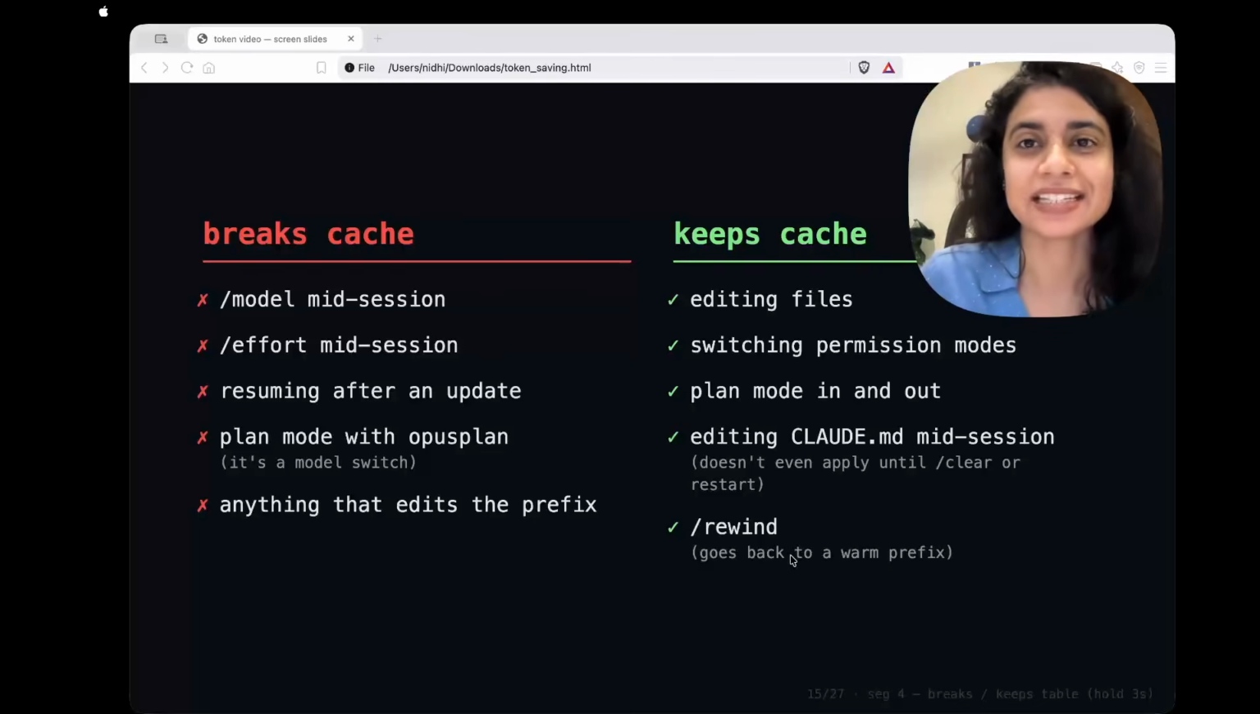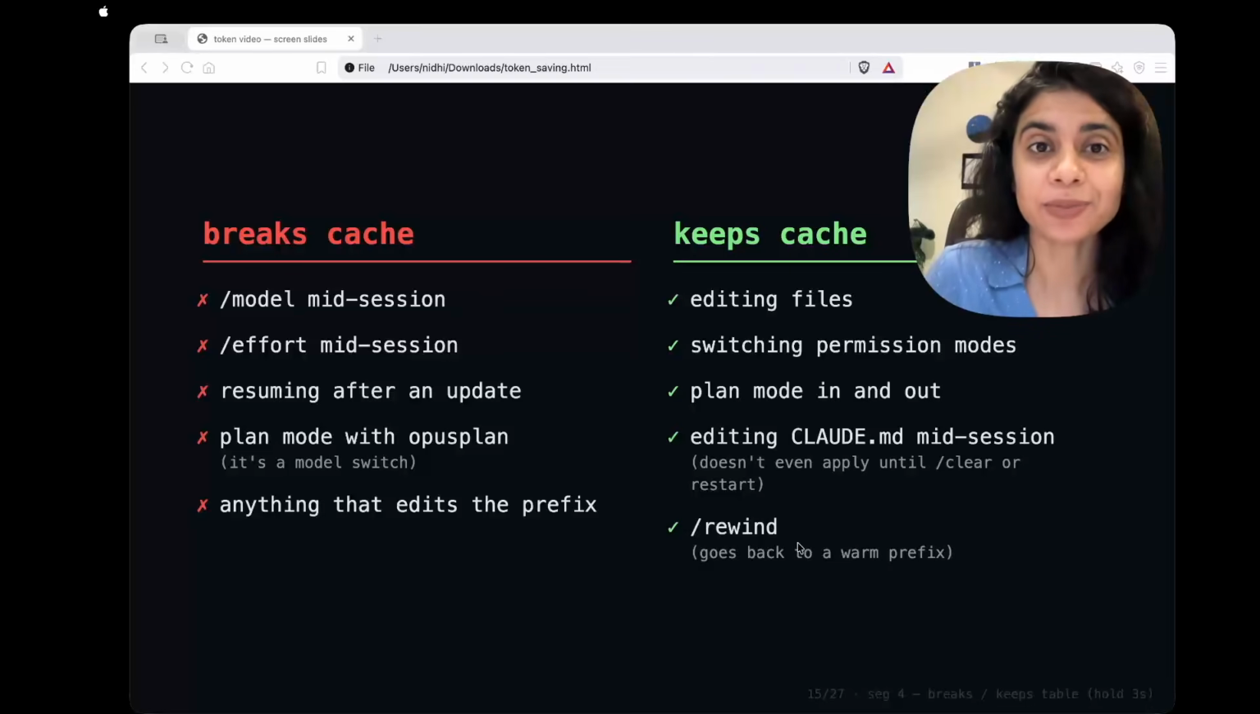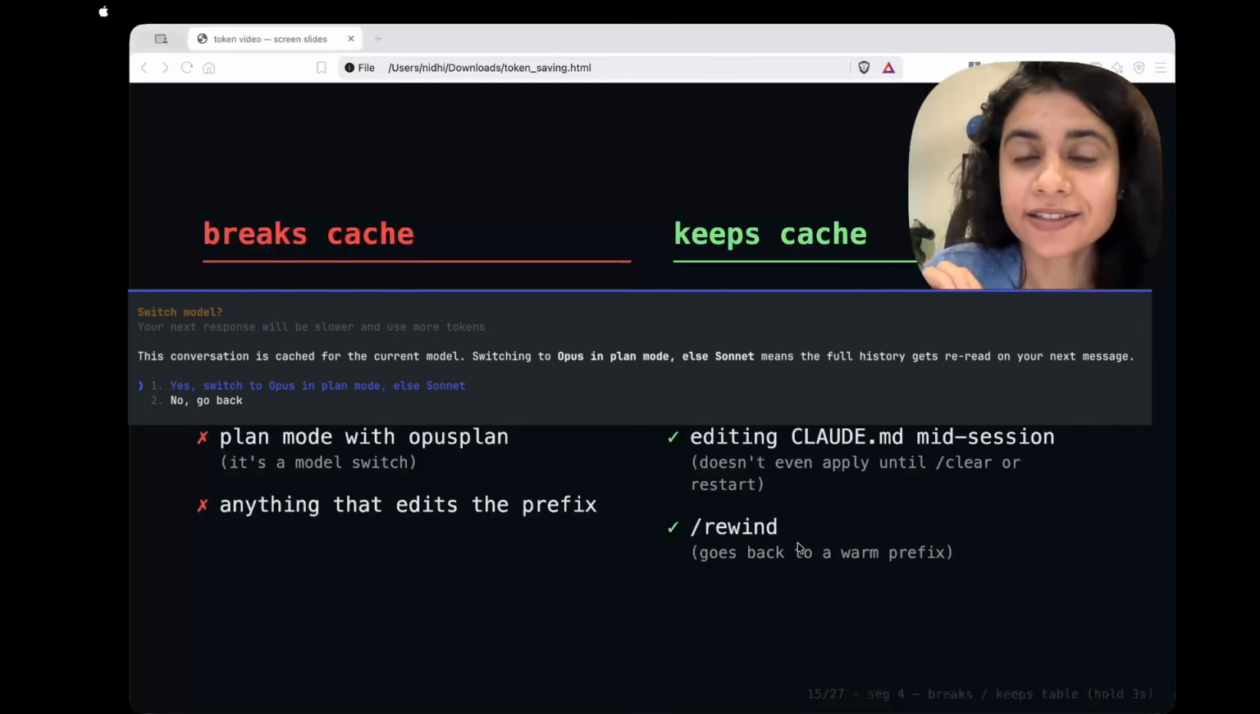So the list of things that don't break the cache is even more surprising. Editing files is safe. Switching permission modes is also safe. Plan mode in and out is also safe. But there's an exception to it. If you're using Opus Plan, then Claude considers it a model change and the cache is broken.